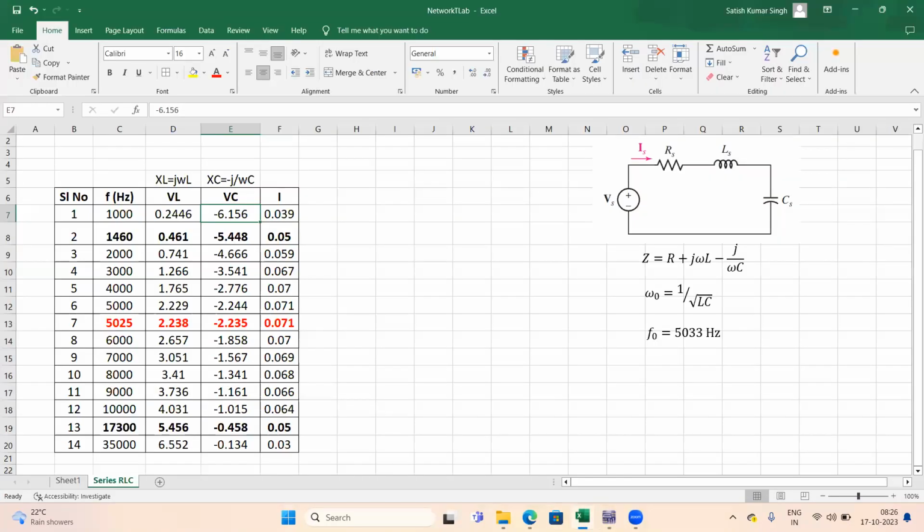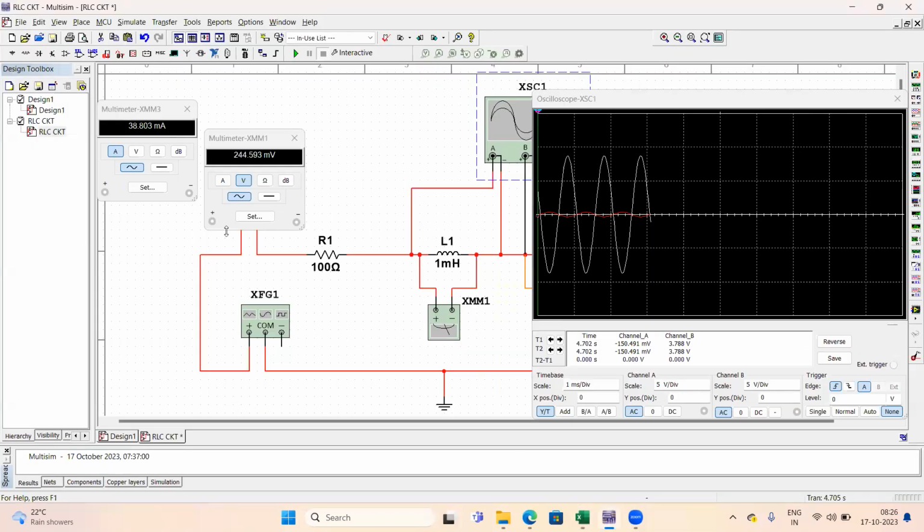I will not be showing all of these values. I have already conducted this experiment, so you can just try to verify all these results. I will be showing you a few of the readings. Just see this 7th reading. If we make this frequency 5025, you can observe this change.